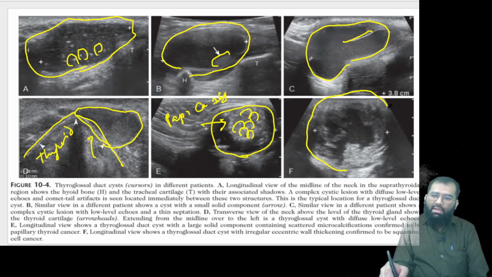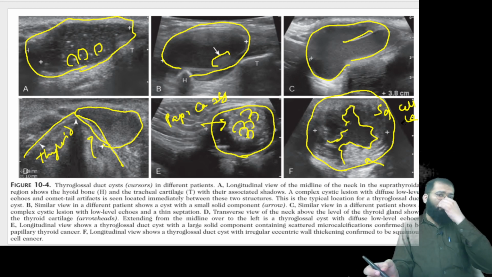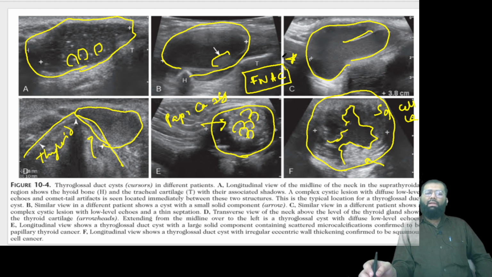Similarly, in this case, you see that this is the thyroglossal cyst, but it has developed heterogeneous, solid, papillary-like areas within it. This on FNAC turned out to be squamous cell CA. So whenever you have solid components within the thyroglossal cyst, always go for FNAC or biopsy. That is a must, okay, because there are chances that it might undergo malignant transformation into papillary CA or squamous cell CA. So this was about thyroglossal duct cyst.